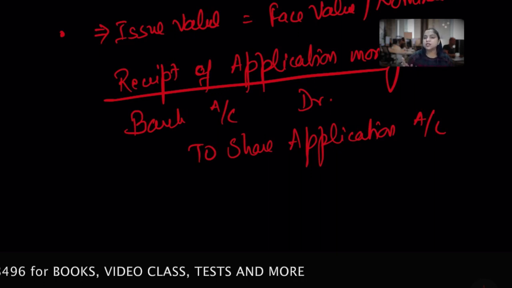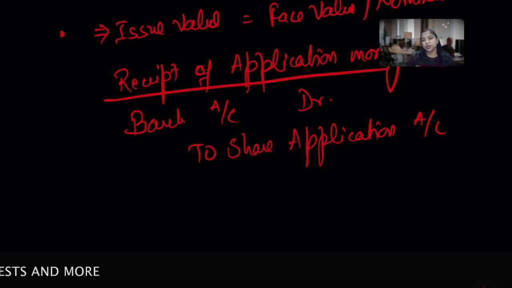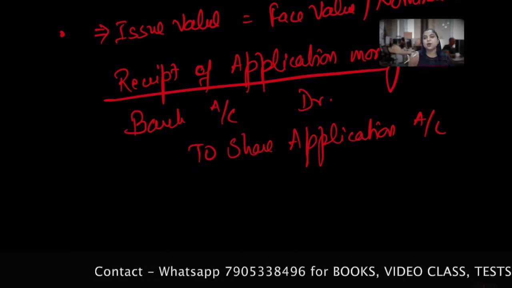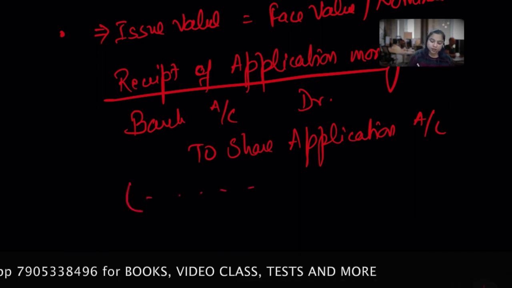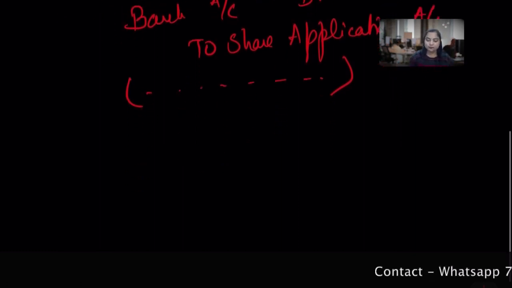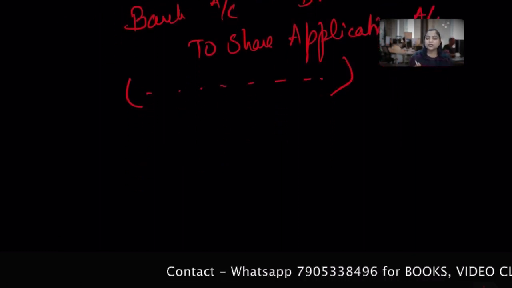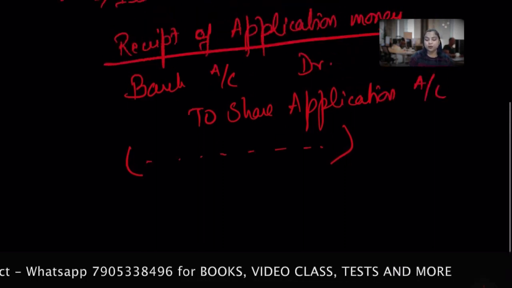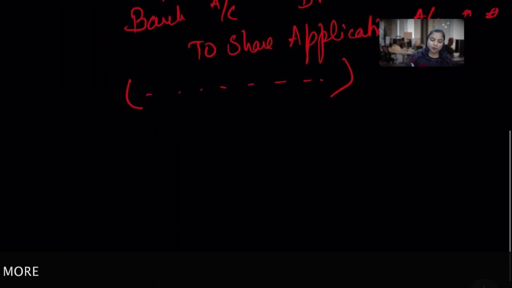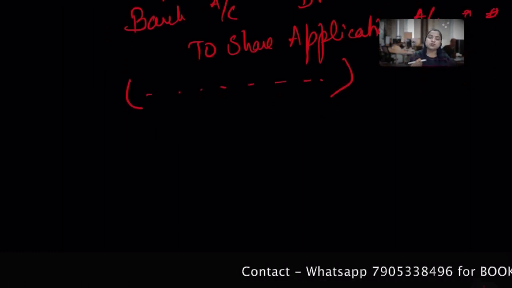Okay, so I receive the money, so bank account debit to share application money, and in this we use the amount whatever I receive from you as an application. So the amount received on application will be here. You can just write the narration: being the application money received on shares of XH. Okay, you can write that. So the amount we disclose here is whatever we received on application. Clear?